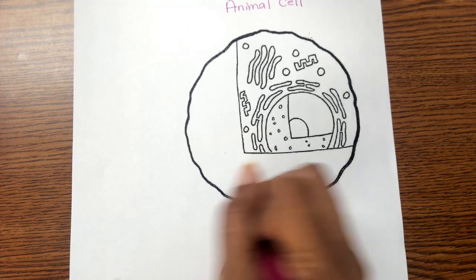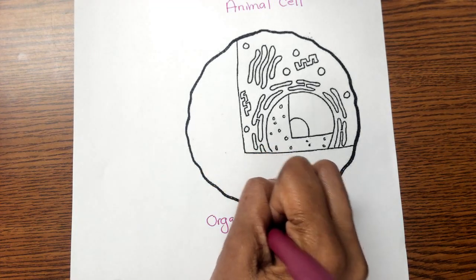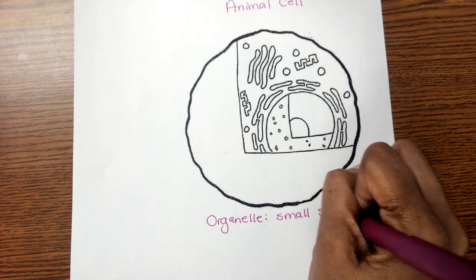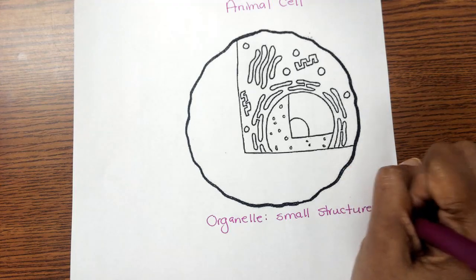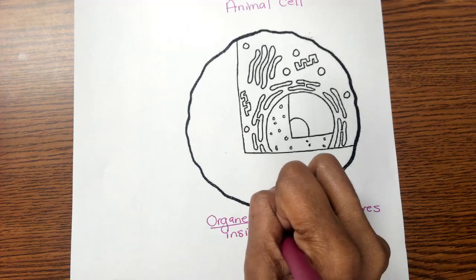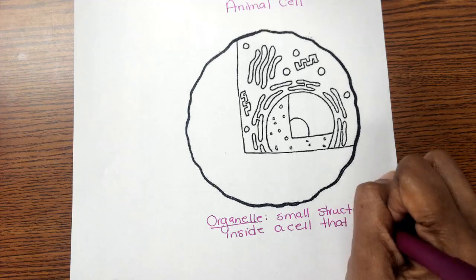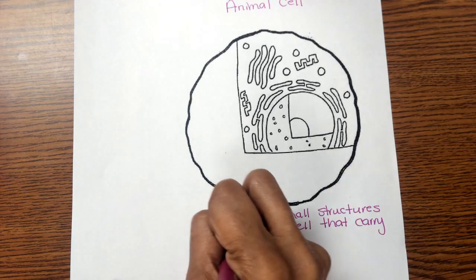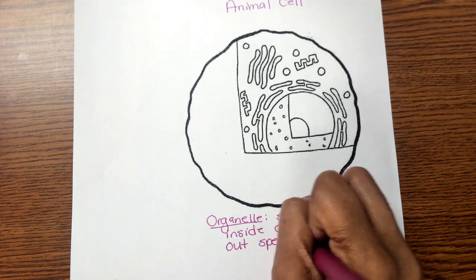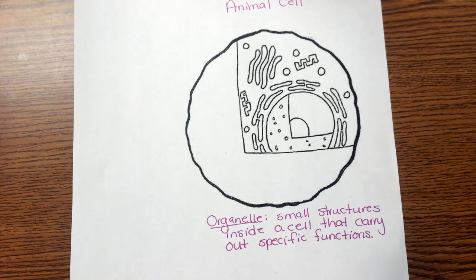All right, first definition I want you to write is organelle. These are small structures inside a cell that carry out specific functions. Okay?